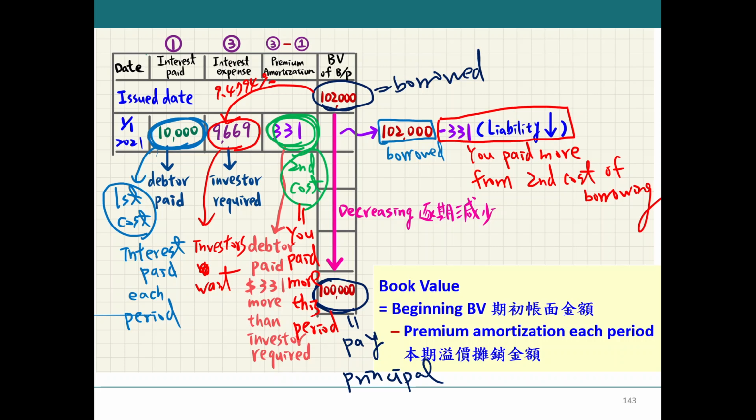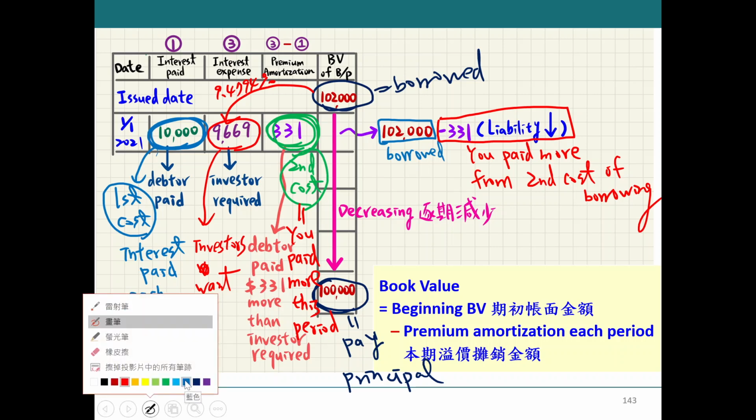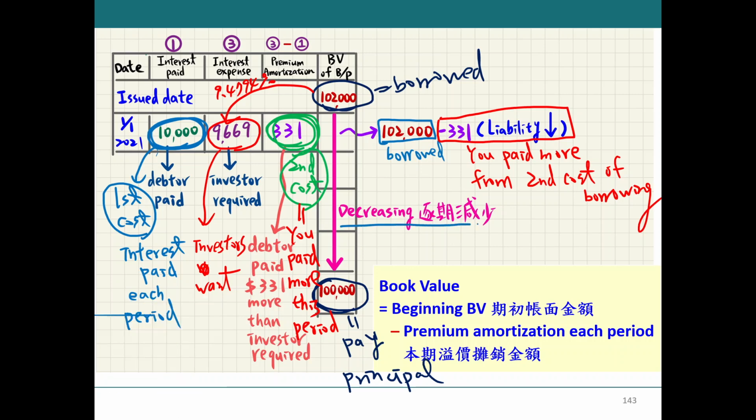See? So did you find out your premium is negative, is minus. That will make your total cost of borrowing decrease. Okay? So your liability is decreasing from your second cost of borrowing.